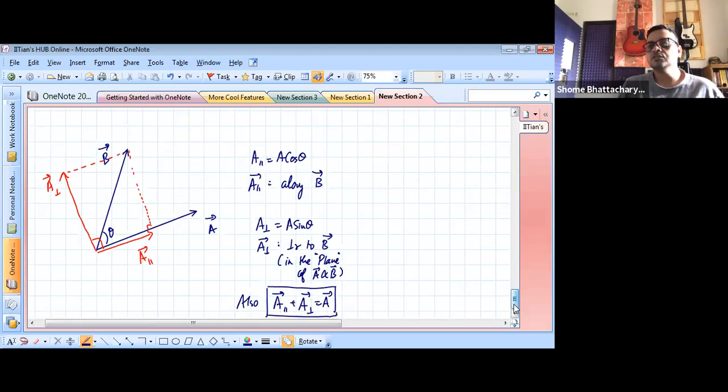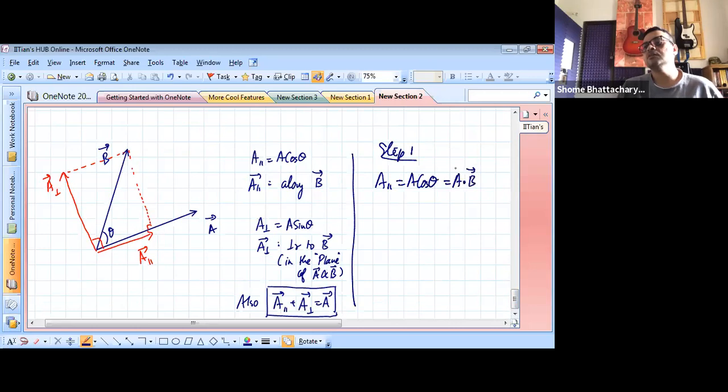So having understood this now, what we do is step 1, we find this magnitude. So that is A cos theta. So the easiest way of finding this magnitude is it is A dot B divided by mod B. Okay, so this is the first step. We calculate this thing. Okay. Then step 2, we express this A parallel in vector form.